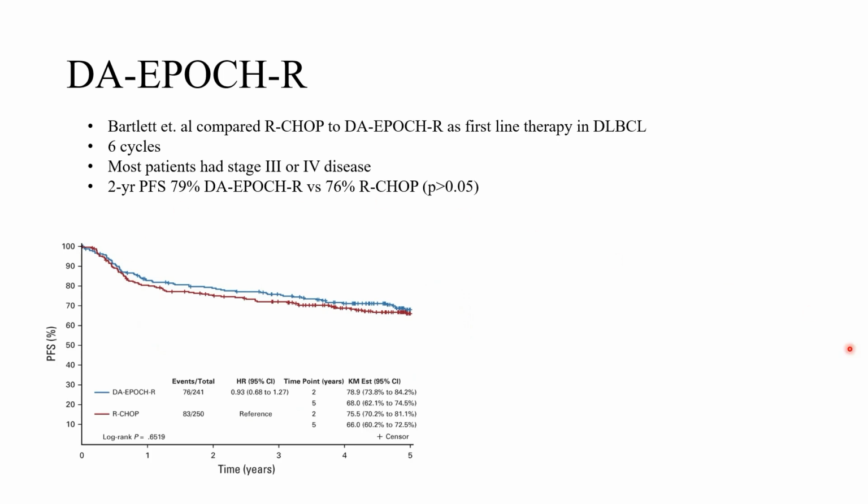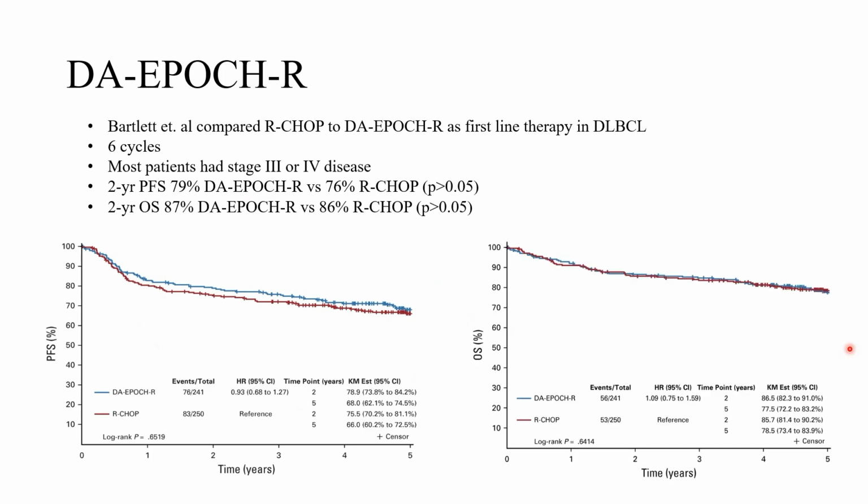Not a significant difference. We look at overall survival. The 2-year overall survival is 87%, so pretty high, in dose-adjusted EPOCH-R versus 86% in R-CHOP. Of course, once again, not significant, and that's the graph here. Very tight lines. You can sum that up and say that there was no significant improvement in either progression-free survival or overall survival between R-CHOP and dose-adjusted EPOCH-R.